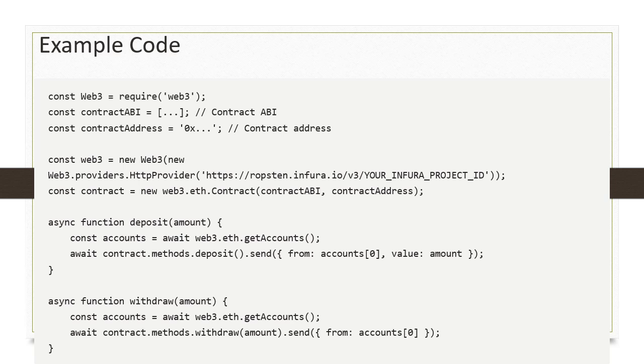Here's an example of code for interacting with the contract using web3.js. This code snippet shows how to connect to the contract, send transactions for depositing and withdrawing funds, and handle events emitted by the contract. Here are two basic functions for withdrawing and depositing the amount, and we use the web3.js library here to perform these functions.